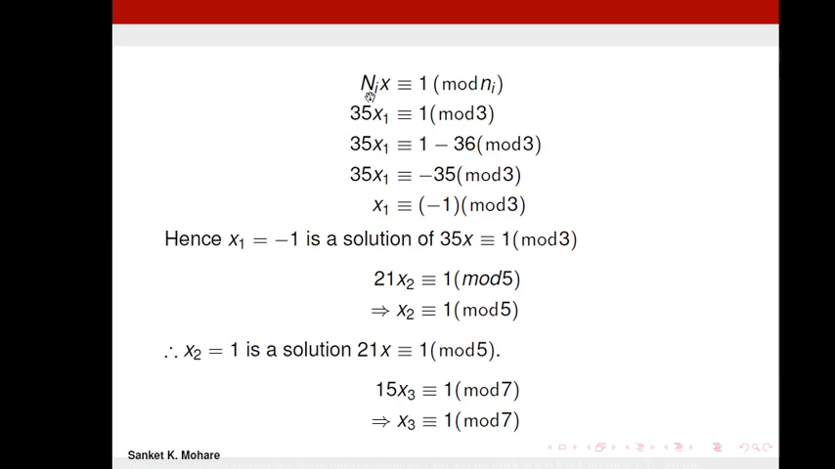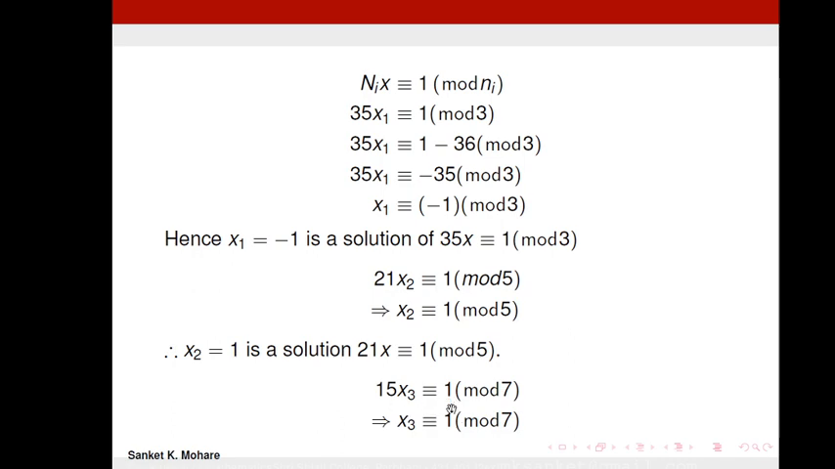Now next we have to find, in this congruence, capital N3 x is congruent to 1 modulo small n3. So the value of capital N3 is 15. So 15x is congruent to 1 modulo 7, where the value of small n3 is 7. Here also it is the same, we have to add, as 15 doesn't divide 1. So to find the value of x3, we add multiples of 7 until 15 divides the sum.